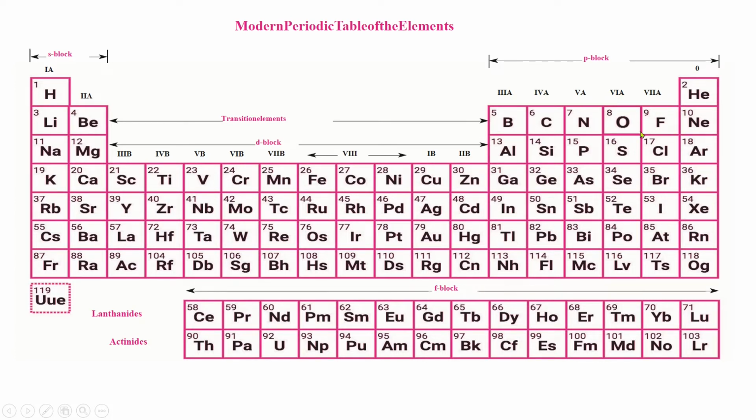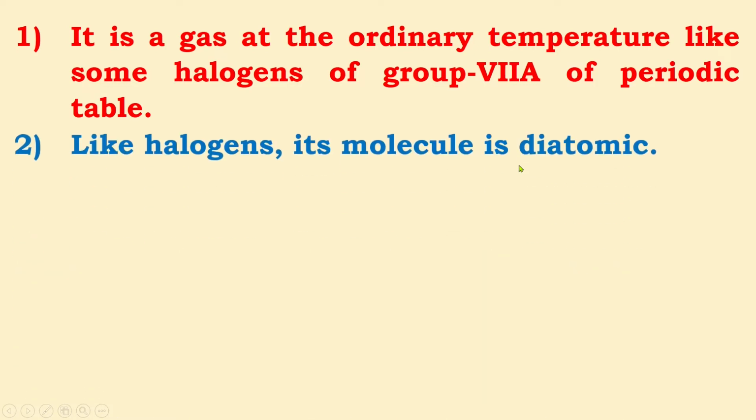And like these halogens, the molecule of hydrogen is diatomic. Hydrogen is available in the form of a diatomic state, so we write H2 in the chemical reaction. In the same way, fluorine, chlorine, bromine, iodine, these halogens are also available in the diatomic state: F2, Cl2, Br2, I2, etc. That's why hydrogen can be placed in group 7A. So we can argue like this: like halogens, its molecule is diatomic, that's why hydrogen should be placed in group 7A.